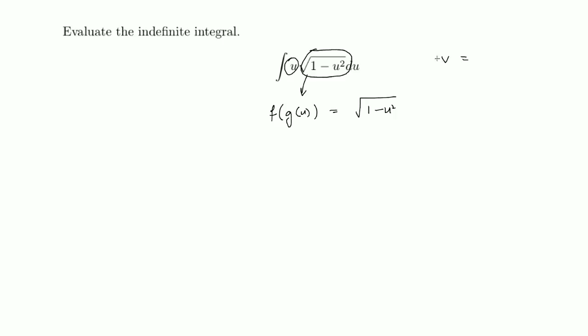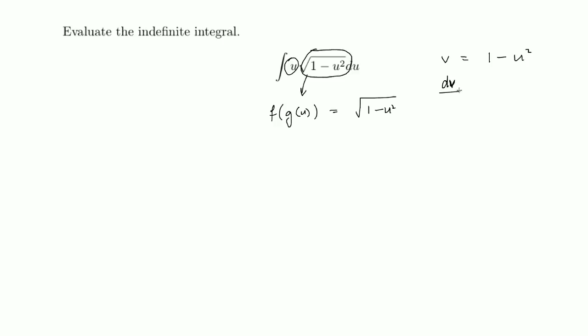So, remember how we figured out what the substitution variable v should be? It was always just equal to the inside function. So in this case, the inside function is g of u, or 1 minus u squared. What else is remaining once we take out the square root of 1 minus u squared? We have u and we have du. So let's figure out how to replace them.